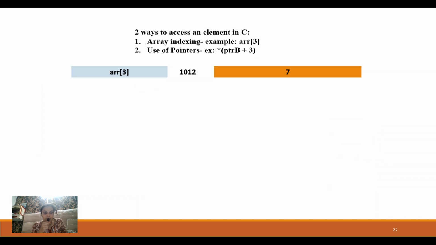Okay, two ways to access an element in C: array indexing and use of pointers. Now see what is happening here.